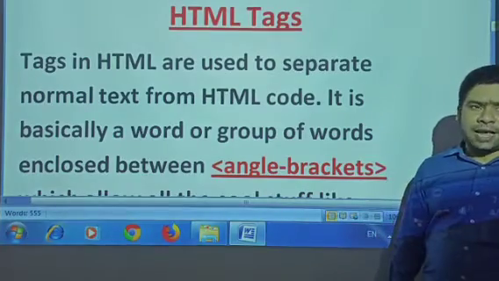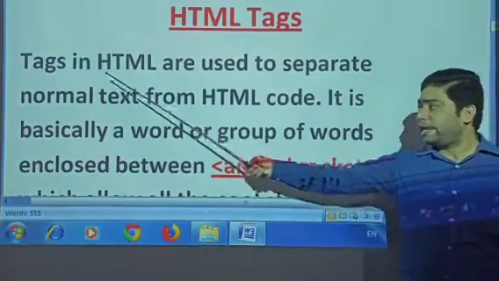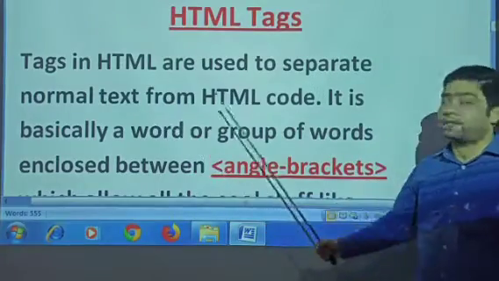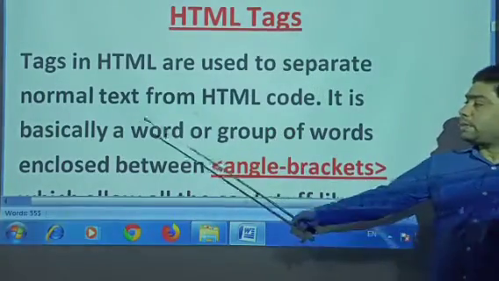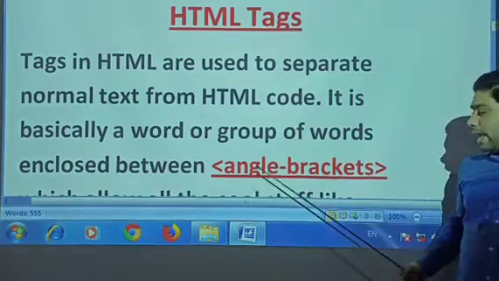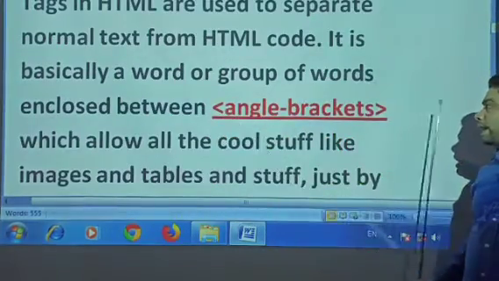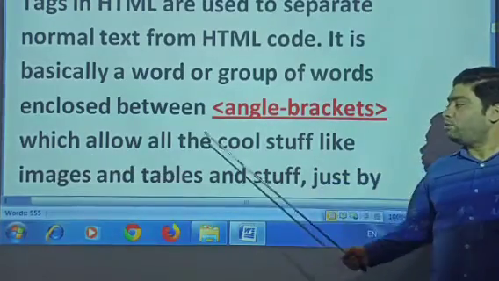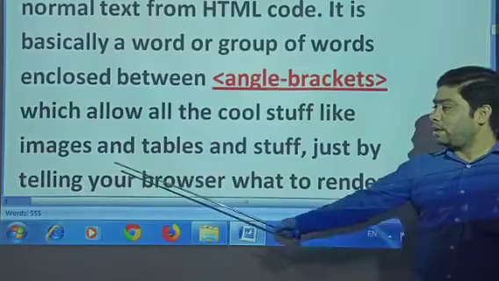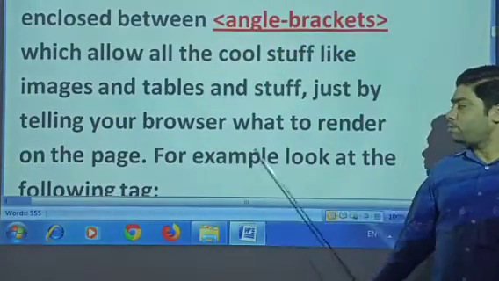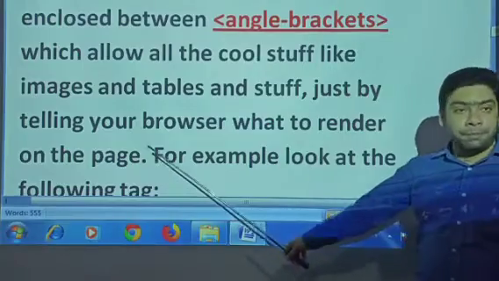After HTML, we are talking about tags. What are these tags? Tags in HTML are used to separate normal text from the HTML code. A tag is basically a word or group of words enclosed between angular brackets. These are the angular brackets used for the tag, and they allow all the cool stuff like images and tables, just by telling your browser what to render on the page.